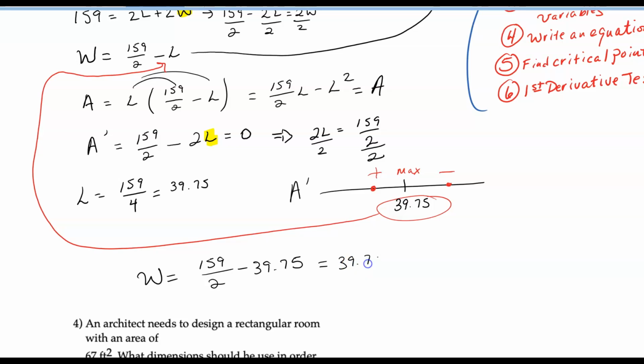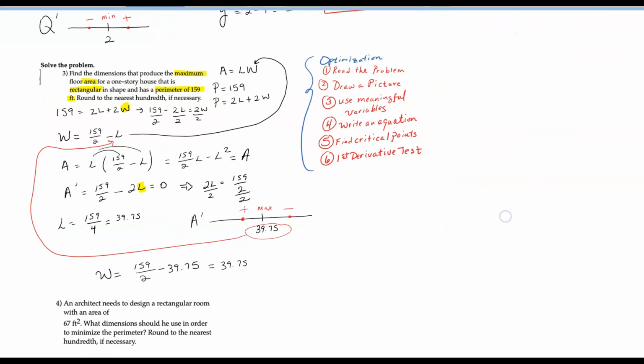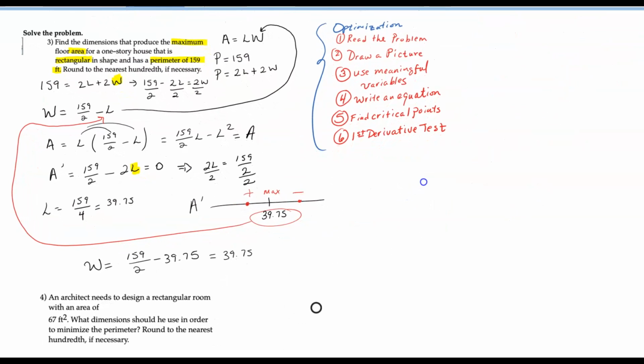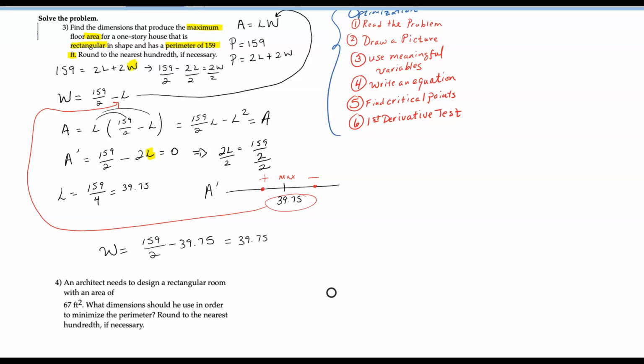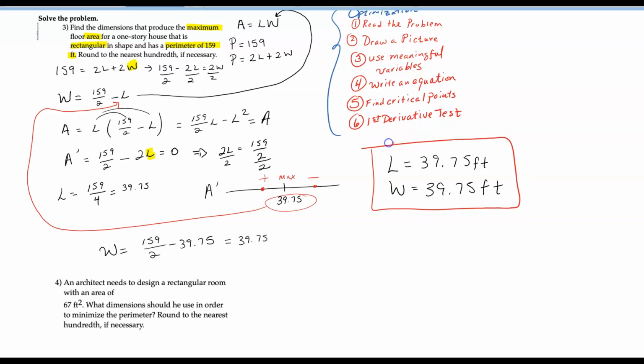So it's an interesting problem here, because what we end up finding is that for this rectangular floor, to have the maximal area, it should actually be a square. So really interesting. So let's go ahead and write that out. The fact that the length should equal 39.75, and the units are feet, and the width should equal 39.75 feet as well. So the maximal area of this rectangle should really be the shape of a square. All right.